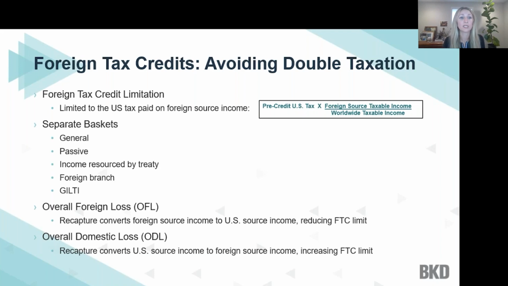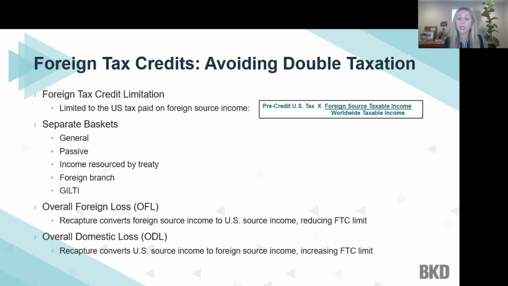Foreign source income is separated into different baskets. These baskets were expanded under tax reform to include foreign branch and a GILTI basket. Foreign taxes paid on each type of income can only be credited against that specific type of income. So for example, foreign taxes paid on passive income cannot be credited against your GILTI inclusion.